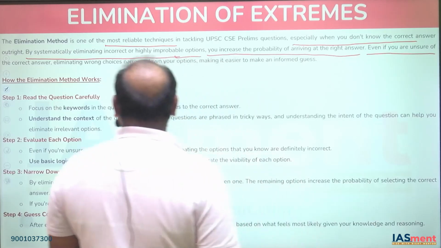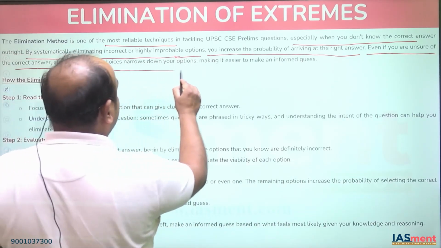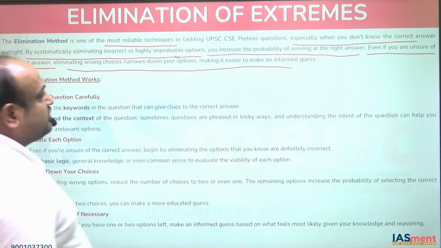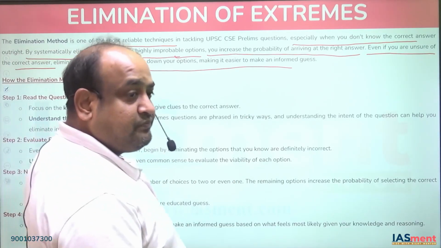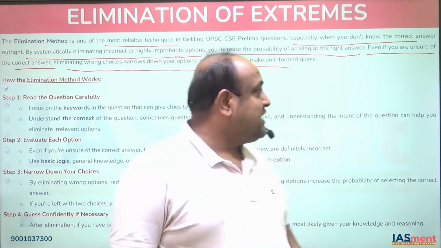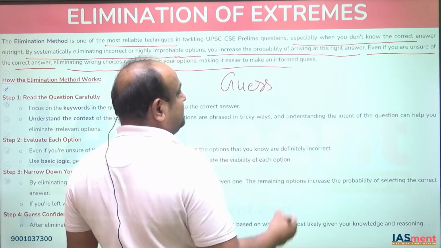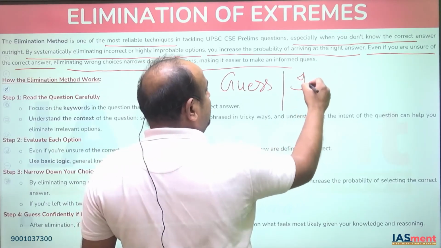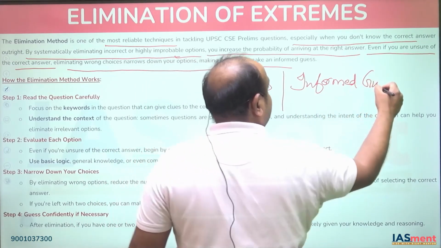Even if you are unsure of the correct answer, eliminating wrong choices narrows down your options, making it easier to make an informed guess. ठीक है, देखिए एक होता है guess, और एक होता है informed guess.